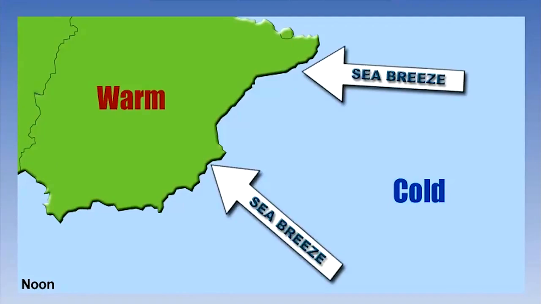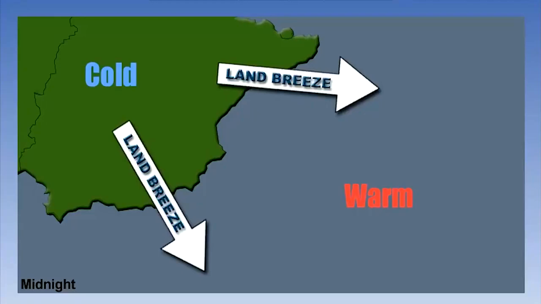This differential of the temperatures overland compared to sea is the cause of such things as sea breezes, where air is coming from the sea to the land, and land breezes, where air is coming from the land to the sea.